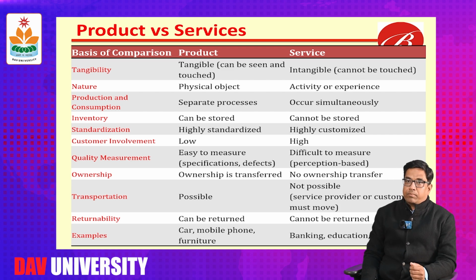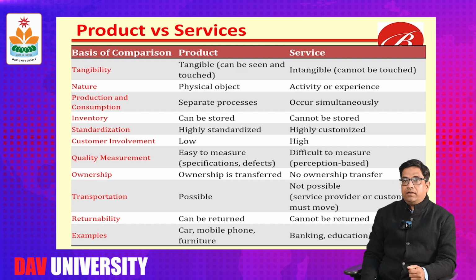Then inventory: a product can be stored and services cannot be stored. When we are talking about standardization, products are highly standardized, whereas services are highly customized. When we are talking about customer involvement, there is very low customer involvement in the manufacturing of a product. As far as services are concerned, there is a lot of involvement of the customer.